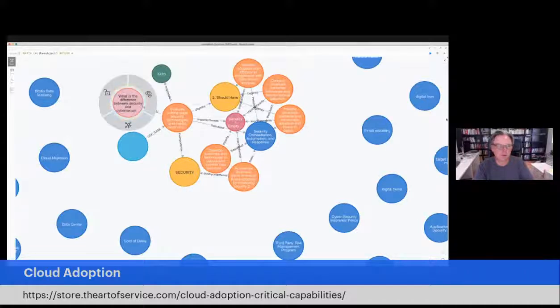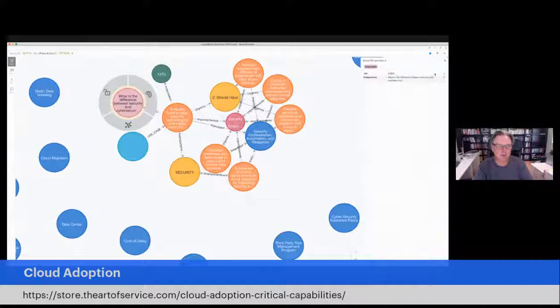I can open this up so we can read it. What's the difference between security and cybersecurity? Good question. Evaluate cutting-edge security technologies and create proof of concepts and drive them towards adoption. So this is how it's organized. This is the topic itself. The topic itself has criteria against it, critical criteria.